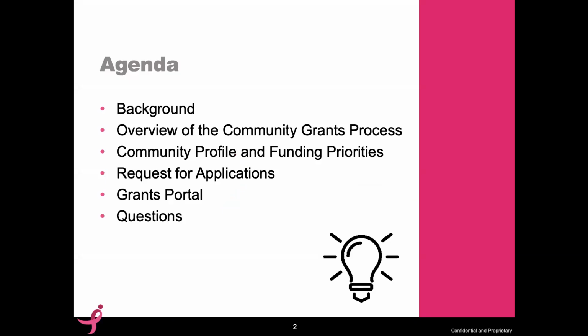For today's agenda, we're going to go over a little bit of the background of Susan G. Komen, an overview of the community grants process, specifically what our funding priorities are and how they tie to the community profile, what the requests for applications look like, and most importantly, our grants portal. This is new to everyone this year. We are on a new system. It's new for us at Komen ourselves, so we'll be learning together, but there is a plethora of resources and help manuals available for you.